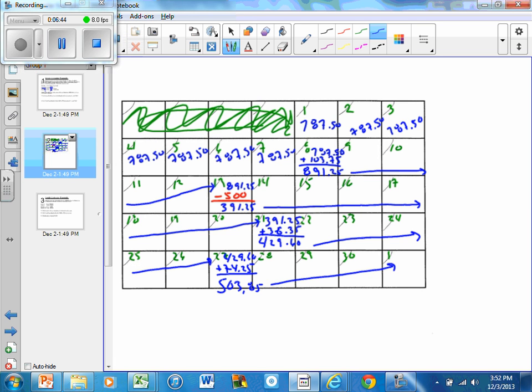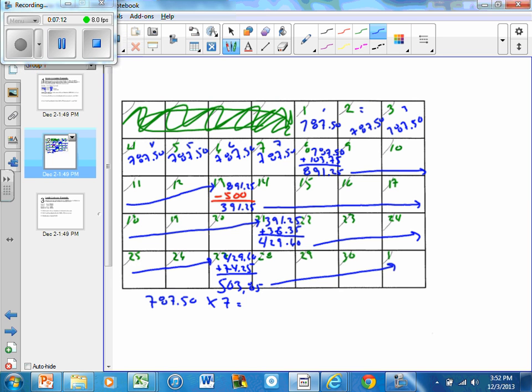Okay, so now we have our balances by day. We've got to go through and calculate our average daily balance. So if we look at this, the amount, $787.50, we have to look how many days did we have of that balance. Well, we had 1, 2, 3, 4, 5, 6. We had 7 days at that amount. So we're going to multiply that number by 7.